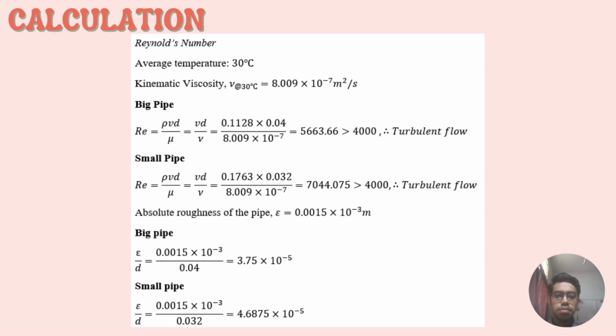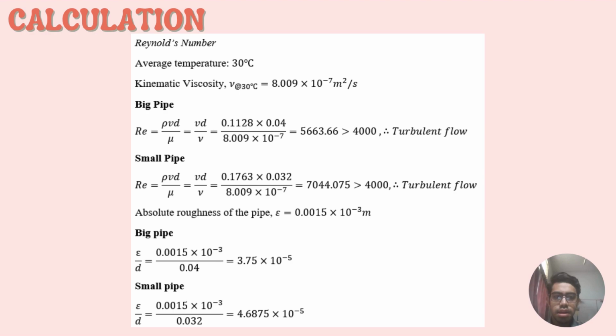Hence, this is the turbulent flow. For the small pipe we get the Reynolds number, which is 7044.075, which is greater than 4000, hence this is also turbulent flow. So for this project, we use the PVC pipe. So the absolute roughness of this pipe is 0.0015 times 10 to the power of negative 3 meter.